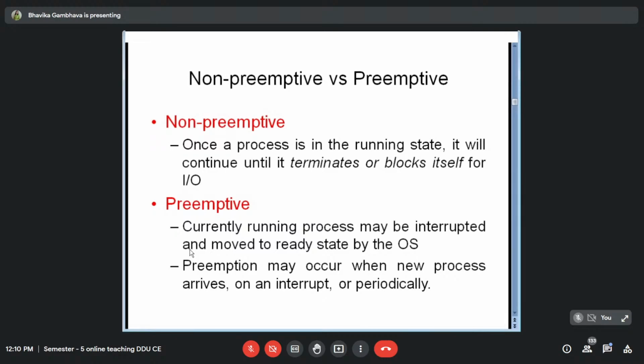Do you have anything to say so far? Otherwise, we are ready for our first scheduling algorithm. Now we know all the terminology, how to measure, and whether any scheduling algorithm is preemptive or non-preemptive. You should be able to classify that. Are we good to go for the first scheduling algorithm? Okay.